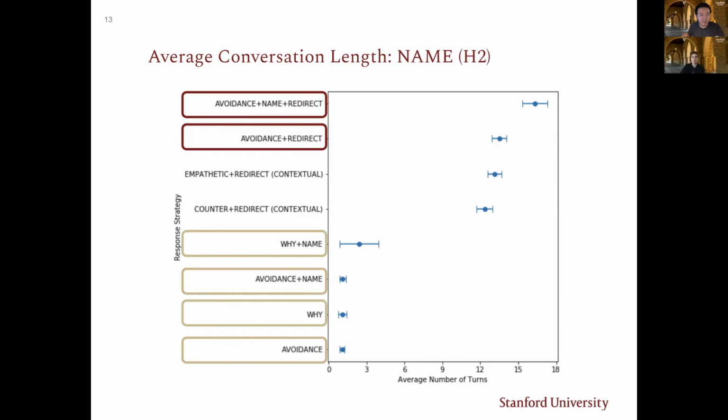We also found a significant 2.8 turns increase on average when using users' names together with a generic avoidance response and a redirect, though the effect sizes are small. We're unable to find any statistically significant differences between other pairs of strategies tested.